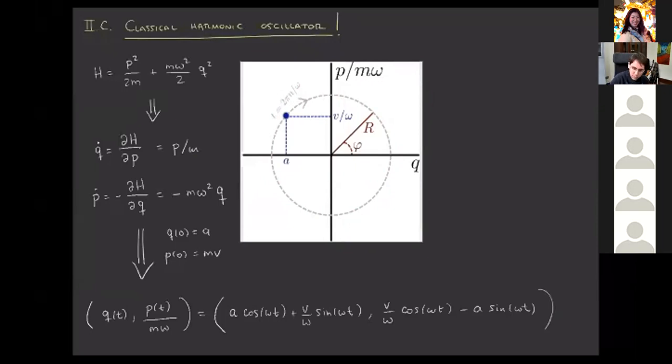Then just one more detail that might be useful for later in the course. Instead of using this representation in terms of real position and real momentum, sometimes it's useful to use what we call the complex representation, in which we define a complex variable associated to phase space. In particular, it has q as the real part and p as the imaginary part, again normalized to m over omega. We usually call this a normal variable.